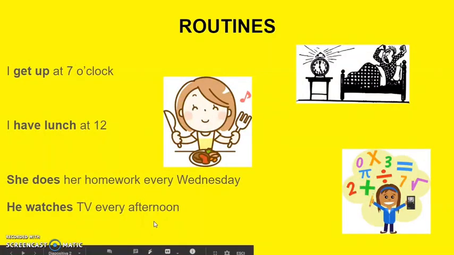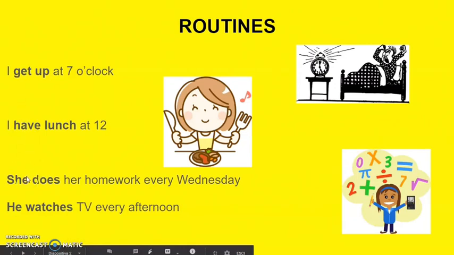As you can see, present simple is used to talk about routines, habits. For example, I get up at 7 o'clock, mi sveglio alle 7, mi alzo alle 7. Or I have lunch at 12, pranzo a mezzogiorno. Or she does her homework every Wednesday, fa i compiti tutti i mercoledì. Or he watches TV every afternoon. Guarda la televisione ogni pomeriggio.